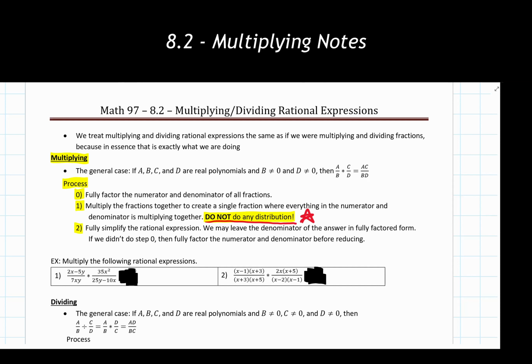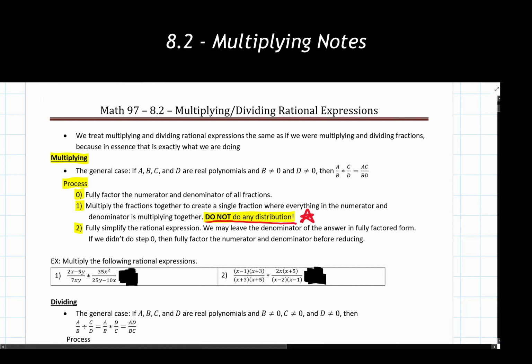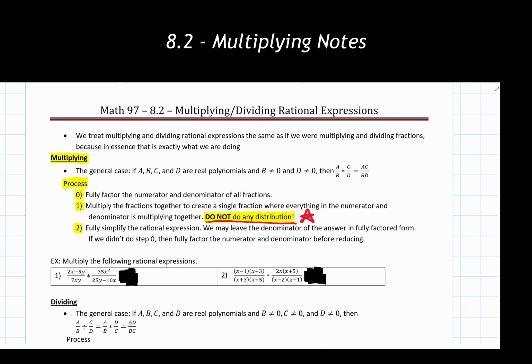So once we have everything together as a single fraction, then we can fully simplify the rational expression. And the way we do that, again, is we're going to fully factor everything and then cancel things out. So if you're thinking, well, hold on, didn't we fully factor in this step 0? Yes. And this is why this is an optional step, because you are eventually going to have to do this. Your choice is either to do it at the very beginning of the problem or at the very end, but it's going to show up somewhere in this process.